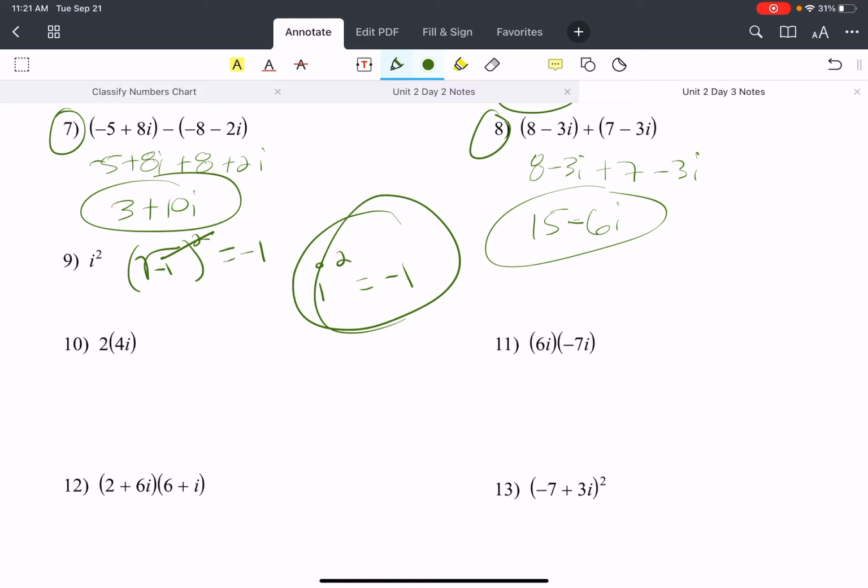The first thing you always want to do is treat the i's like they were regular variables. If it was a regular variable, I would just multiply the coefficients, so that would be 8i, and that's what it is now. That should stay in i because I have a real times an imaginary, so it stays imaginary.